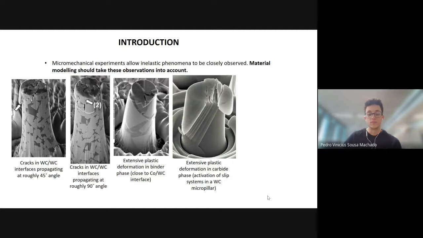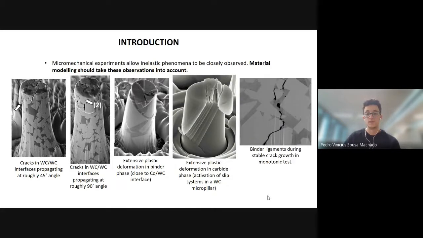The fourth picture is a micropillar compression on a single carbide. You can see that it can also have some plastic deformation, by the slip bands. It's also interesting to observe the toughening effect of the binder on the material. In this picture of the microstructure after a monotonic test, we can see binder ligaments holding the microstructure together, trying to hold it. So it has this toughening effect.